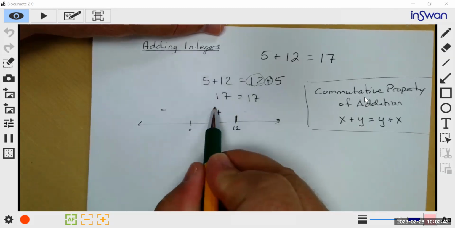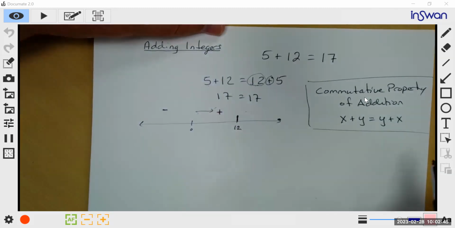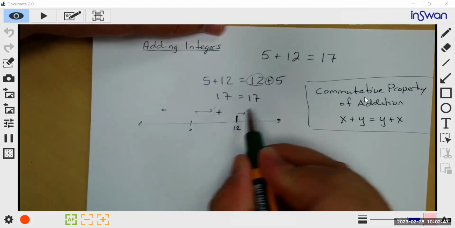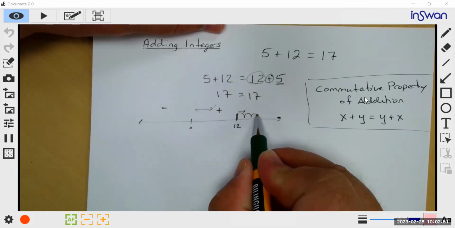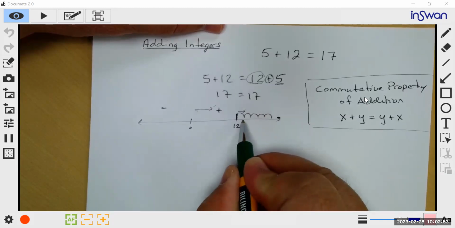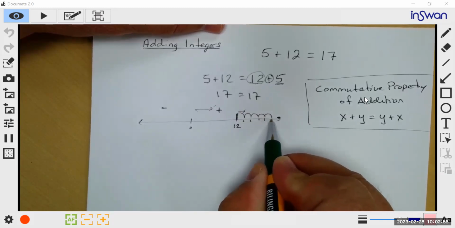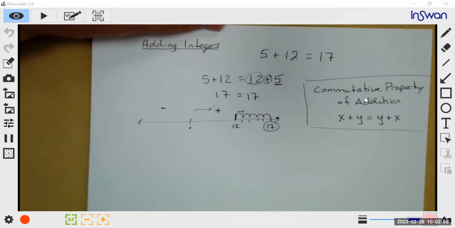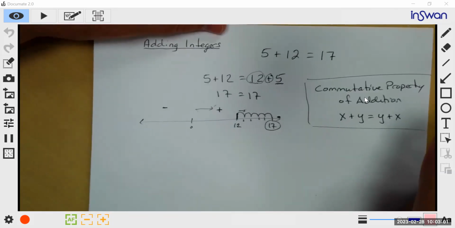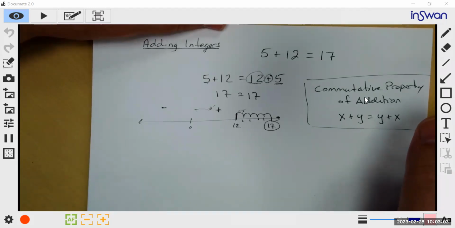We go to the right because that's the positive direction. So we go to the right. How many spaces? 5. 1, 2, 3, 4, 5. So it's 13, 14, 15, 16, 17. That's how you'd prove it. That's the way you first learned it in elementary school. That's the way you still do it.